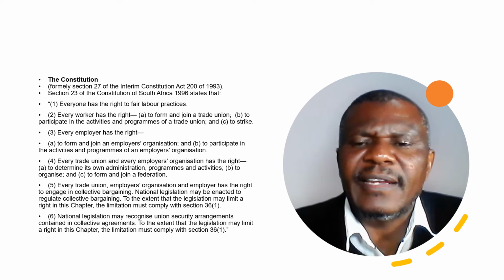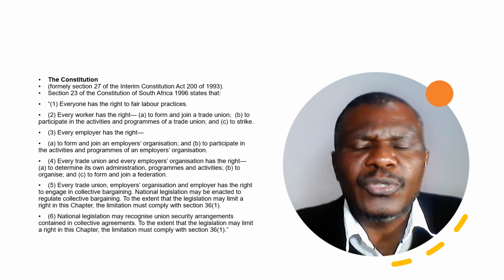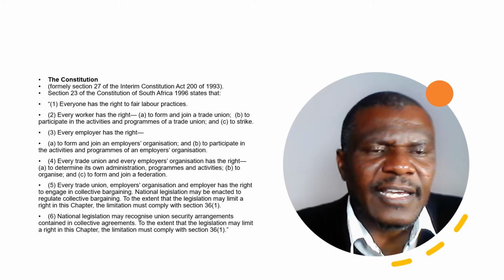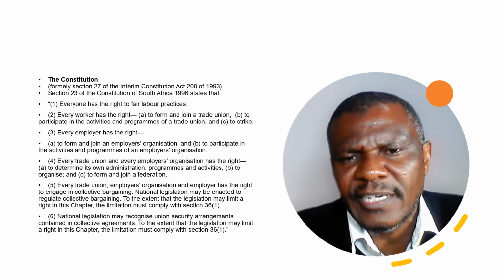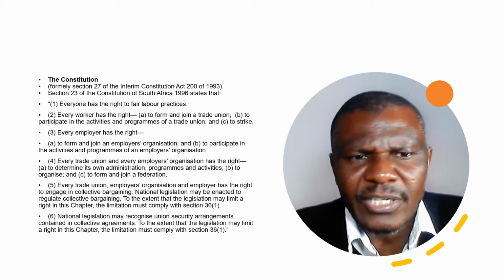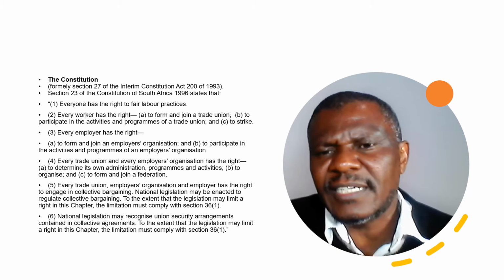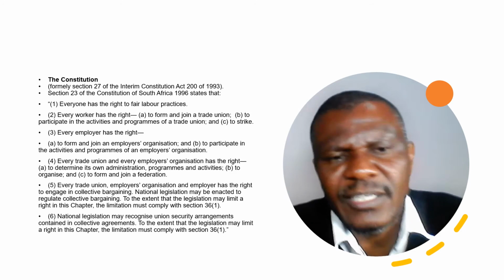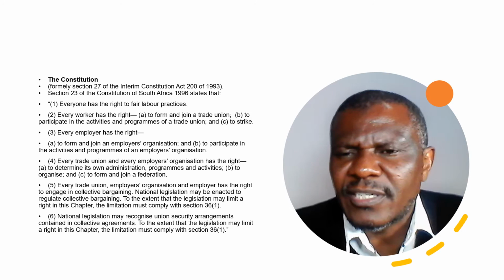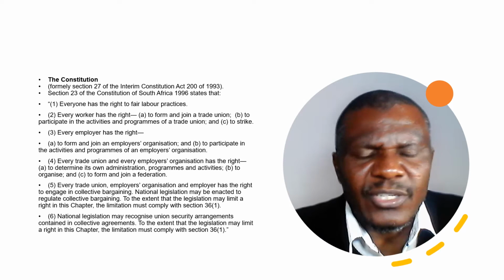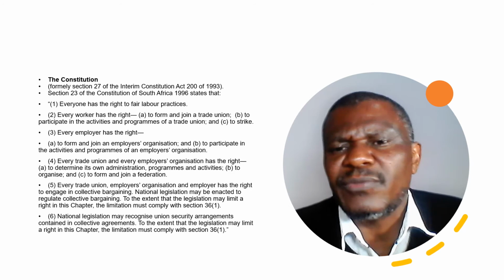We spoke earlier on about the distinction between individual labor law and collective labor law. So the issue of collective bargaining is referenced there in subsection 5 of section 23. It says national legislation may be enacted to regulate collective bargaining to the extent that the legislation spells out the right in this chapter. To the extent that the legislation seeks to limit a right in this chapter, the limitation must comply with section 36(1). Section 36 is the limitation clause. And so we are saying national legislation may recognize union security arrangements contained in the collective agreements.